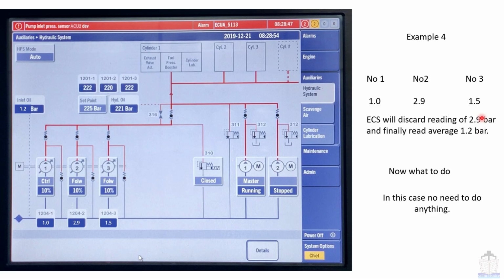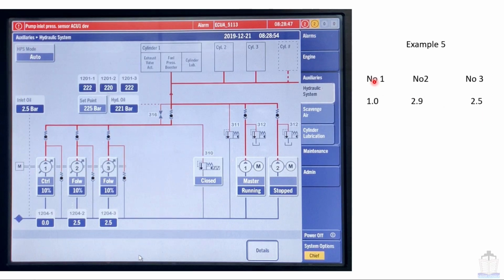Now going to see example number 5. Number 1 reading 1 bar, number 2 reading 2.9 bar, number 3 reading 2.5 bar. Difference between number 1 and number 2 is more than 1 bar. Difference between number 2 and number 3 is less than 1 bar. Difference between number 1 and number 3 is more than 1 bar. So what action will the ECS take? ECS will discard reading of 1 bar and finally read average 2.7 bar. Why? Because as per the ECS, the number 1 unit reading is erratic.